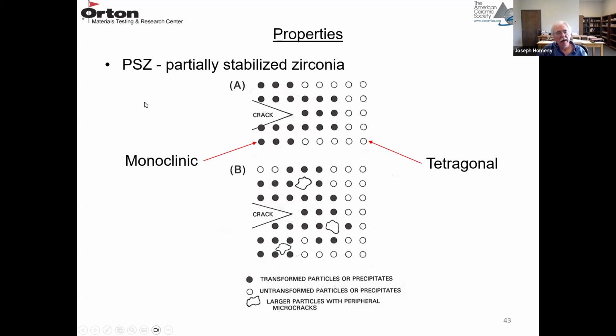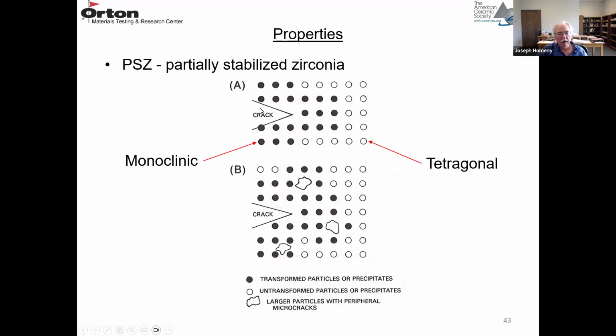So this is what happens. That's a schematic diagram showing what happens in partially stabilized zirconia. So this is a crack moving from left to right through this material. The circles are the precipitates. The black circle is monoclinic, the open circle is tetragonal.